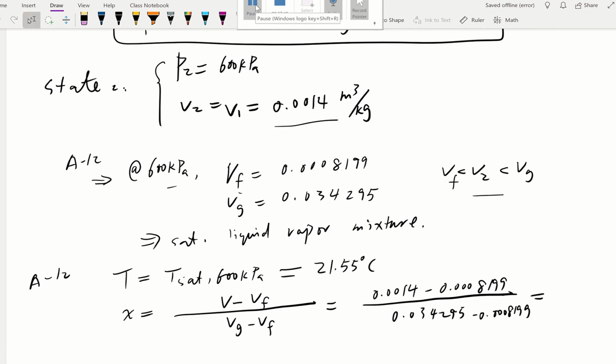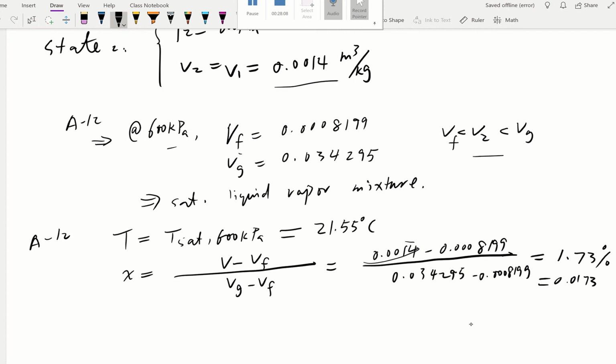Okay, so hopefully we'll find our quality. Pause, see what you got. So the number I got is 1.73%, so it's 0.0173. And again that shows this is pretty much all liquid, right? Because only 1.73% is vapor. The rest, 98%, is liquid, because this number here, 0.0014, is close to VF.